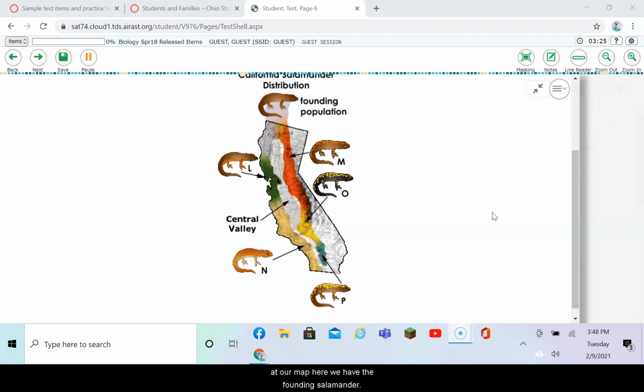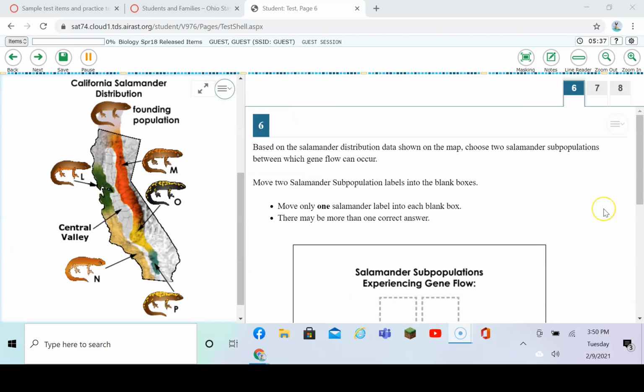So let's look at our map here. We have the founding salamander, whose population got separated. Over to the west, we have salamander L and salamander N. Over to the east, we have three salamanders, M, O, and P. P is on the west side of this divide. Keep that in mind as we do these problems.